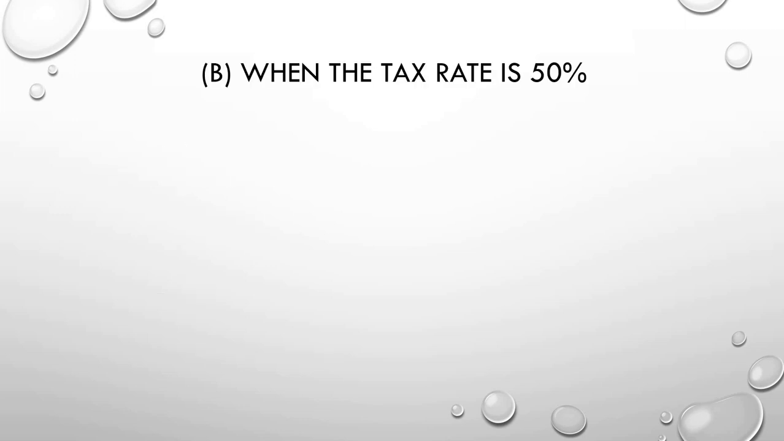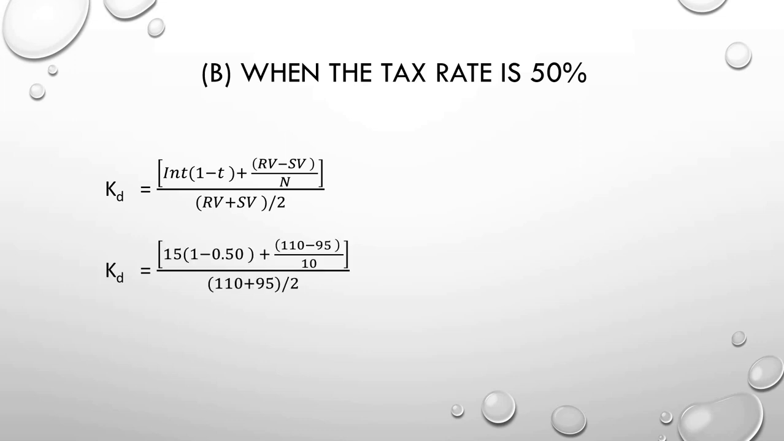Now we are going to do it when taxes are there. Again the same formula and all the information will be the same. Now instead of T we are going to put 0.50. So it will be 15 times (1 minus 0.50) and everything is the same. Redeemable value is 110, sale value is 95 and number of years is 10. If we solve this, our answer is going to be 8.7.